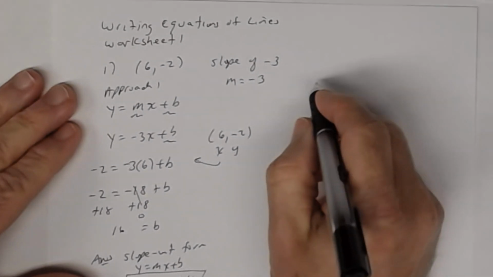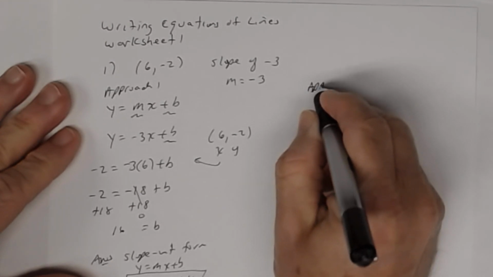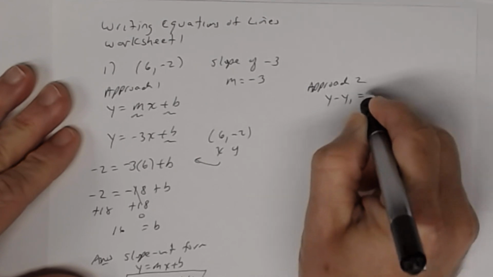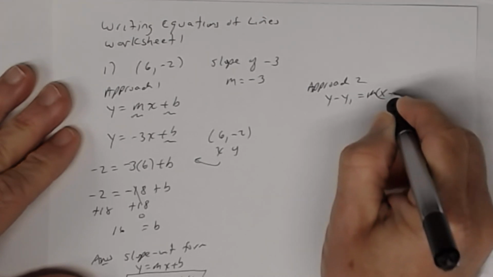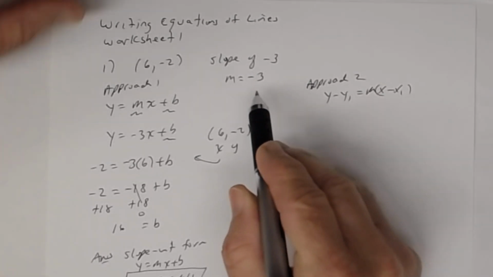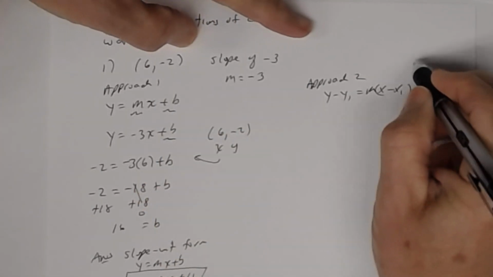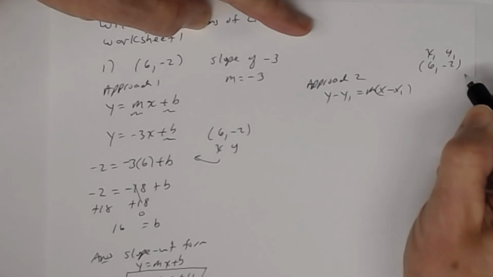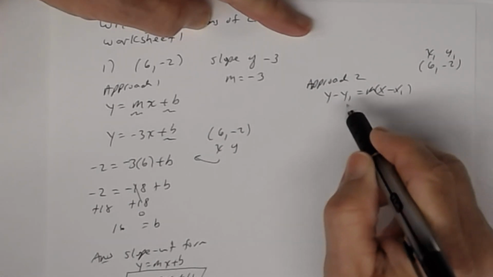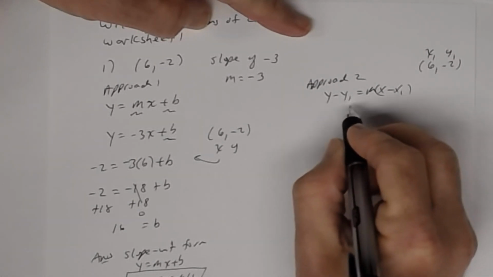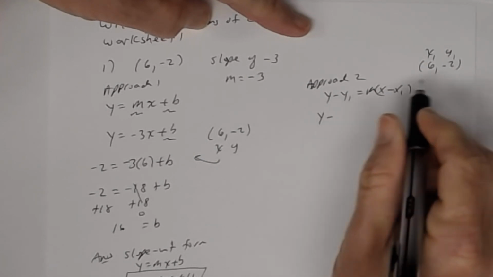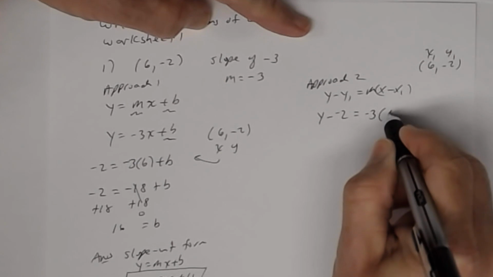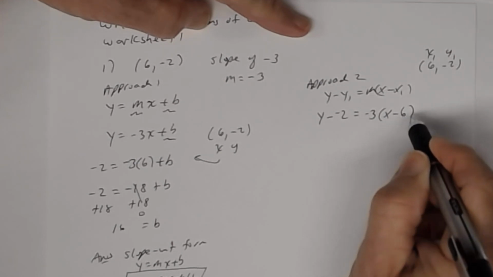Okay, so approach number 2. Someone that used approach number 2 would have used the point-slope form. So I know the slope and I know a point. A point of that line is (6, negative 2), so there's your x1, there's your y1. I'm going to take those values and substitute into this formula right here: y minus y1, which is negative 2, equals the slope, which is negative 3, times x minus x1.